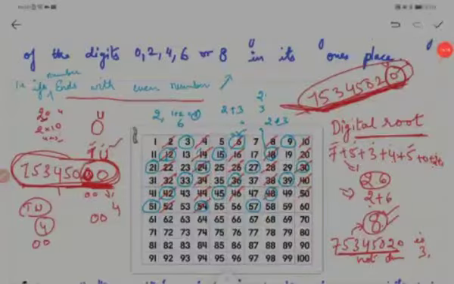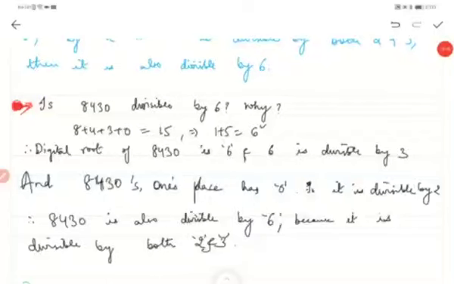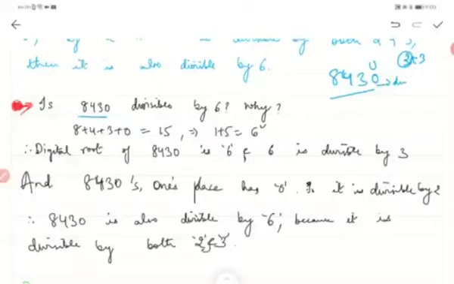Okay, so let me take one example. I have 8430. I want to check whether this is divisible by 6 or not. So what I will do first, the rule is that this number should be divisible by 2 and 3. Check for 2. Since at the units place it is 0, this number is divisible by 2, isn't it? It is divisible by 2.